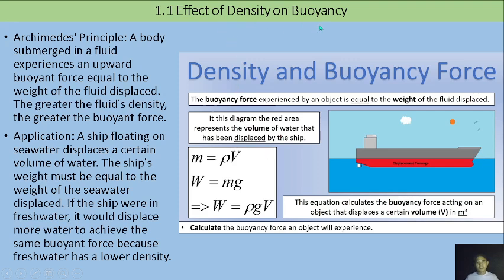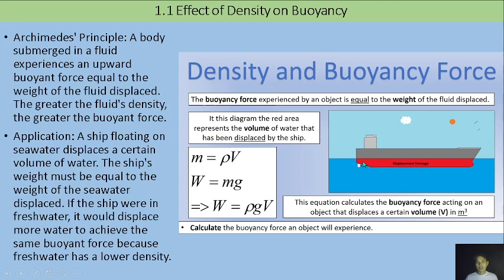So, effect of density on buoyancy. Density and buoyancy force. Archimedes principle: a body submerged in a fluid experiences an upward buoyant force equal to the weight of the fluid displaced. So, makikita natin dito, we have the red part of the ship. So, this is the displaced body. Ito yung nakalublob na body ng ship. So, kung gaano kabigat yung nakalublob na body of the ship, that is the amount of liquid na na-displace ng ating barko.